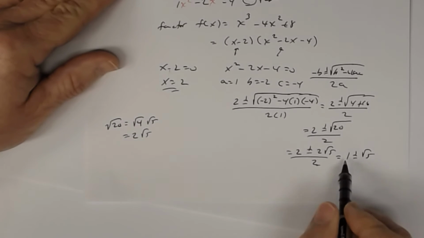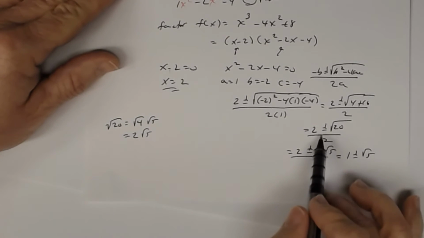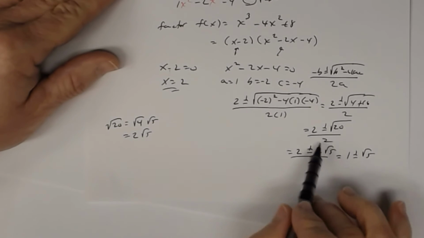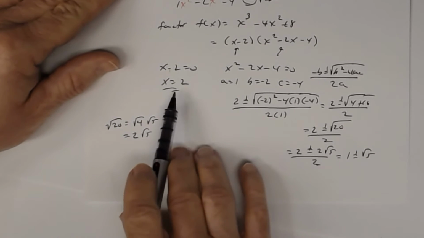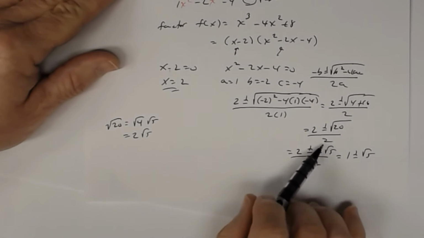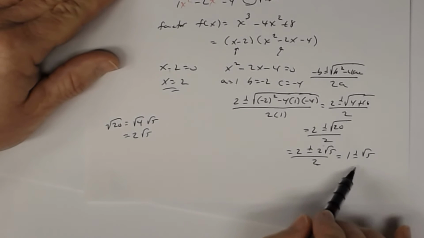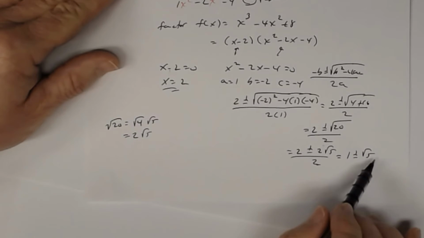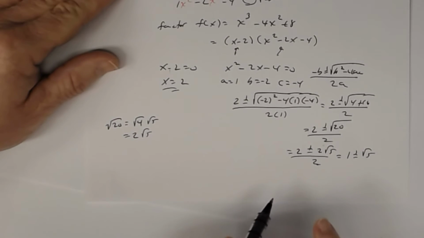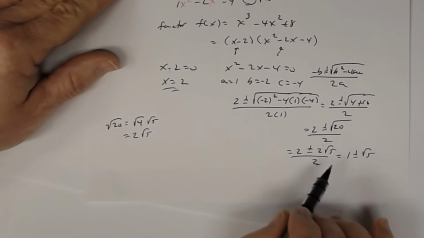All right, so I'm just going to say this. If you leave your answer like this at this point in this course, I'm fine with that. So you can say your zeros are 2, and then 2 plus or minus the square root of 20 over 2. But this is what you would see as an answer. So if this is multiple choice, that's what you would see. You would not see this. You would see this instead. So just want to remind you how to simplify this.